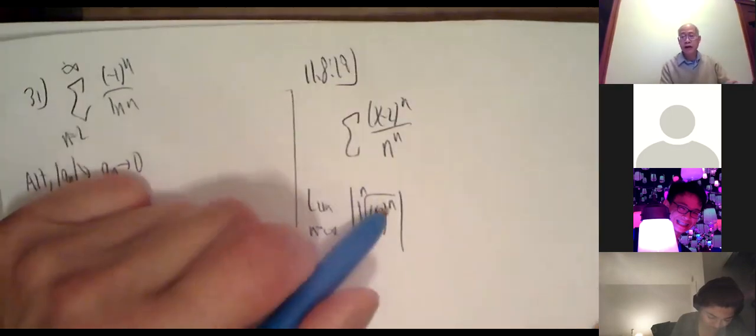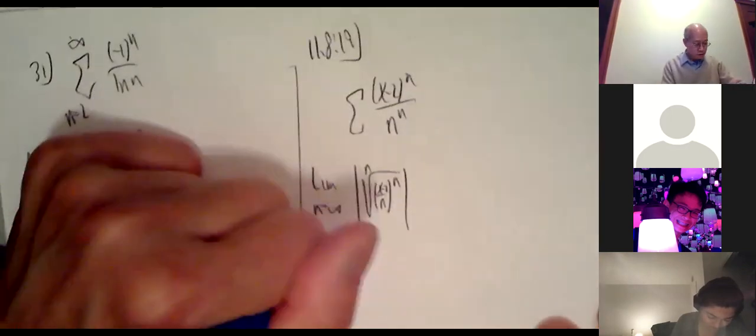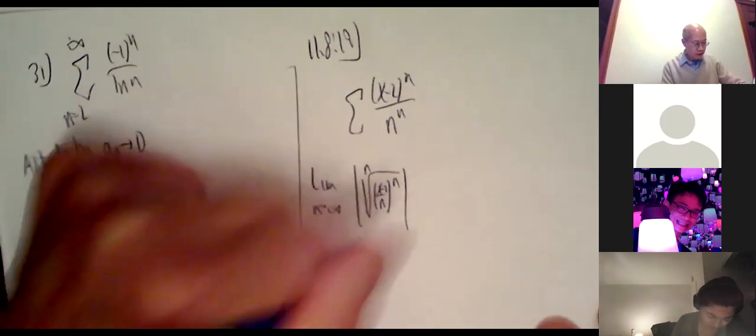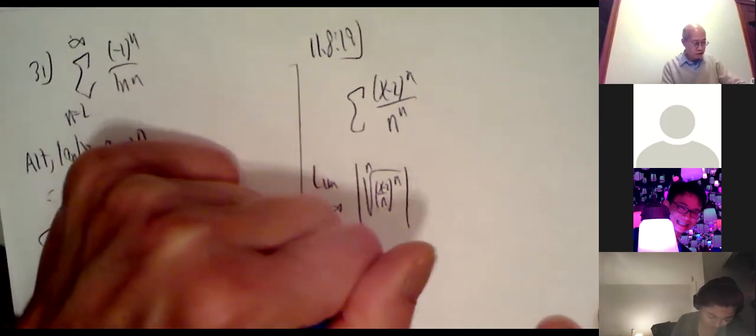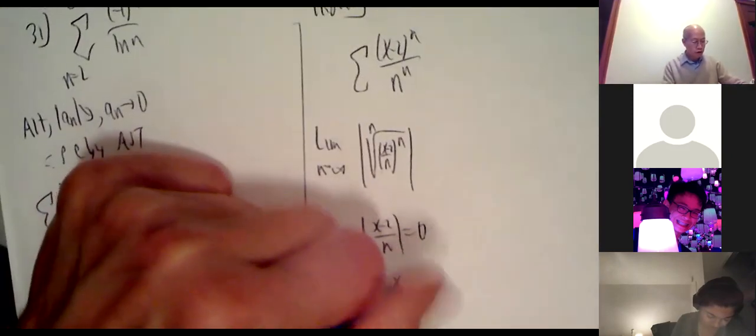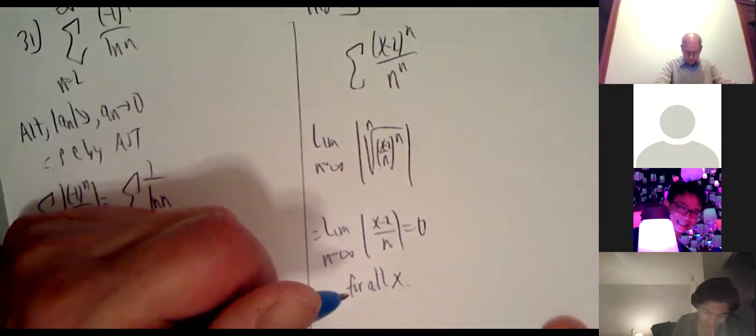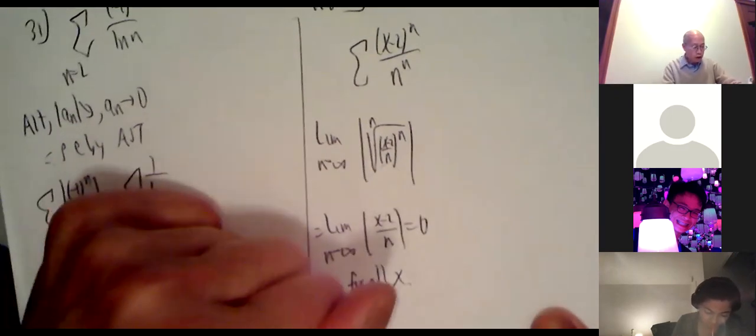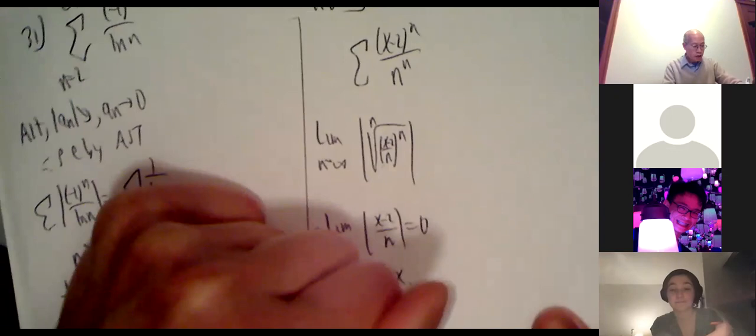And then you just take off the nth root and the nth power. So it's a limit as n approaches infinity of absolute value of x minus 2 over n, which is 0 for all x. So R is infinity, I is negative infinity to infinity.